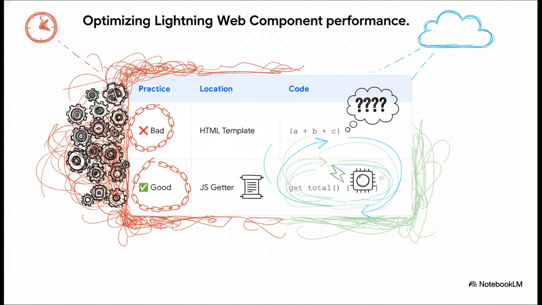The golden rule is only update your properties when the data has actually changed. Next up, keep your HTML templates clean. They're for displaying things, not for doing math or complex logic. If you have calculations, move them into a JavaScript getter. It makes your code so much easier to read, maintain, and yes, it's more performant.